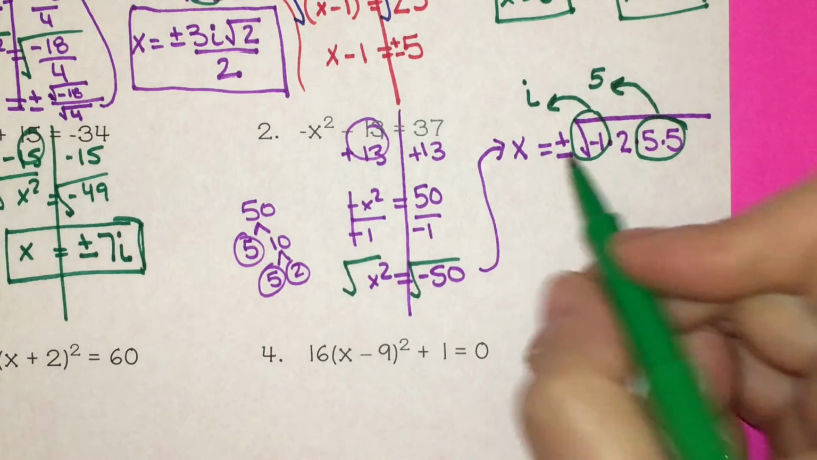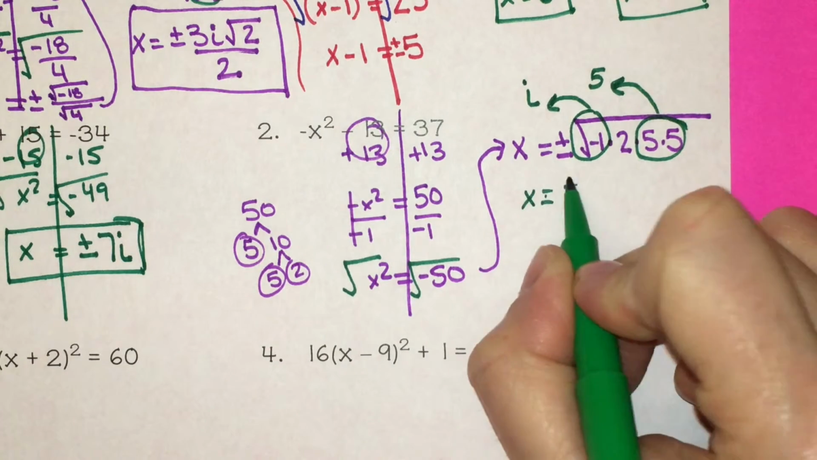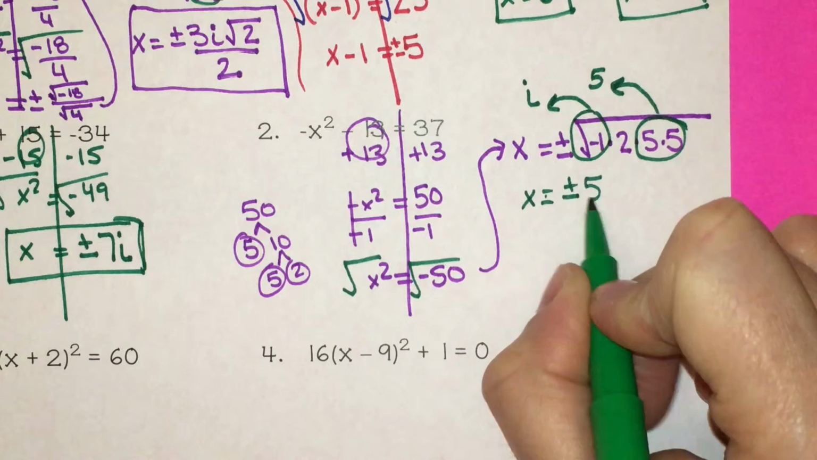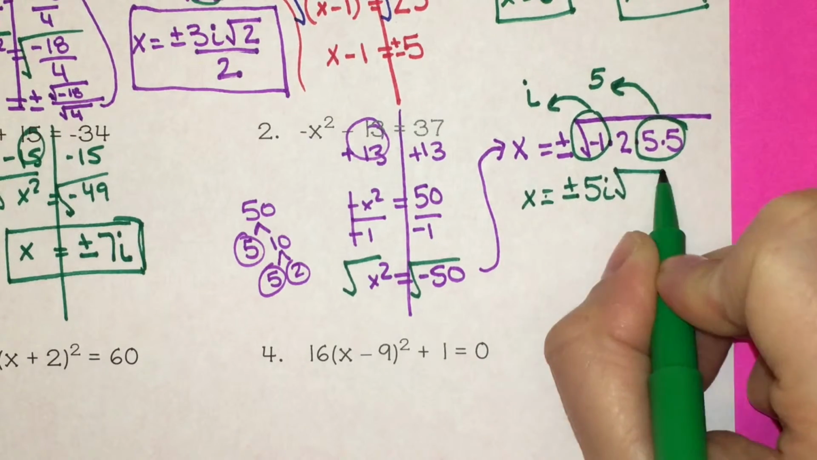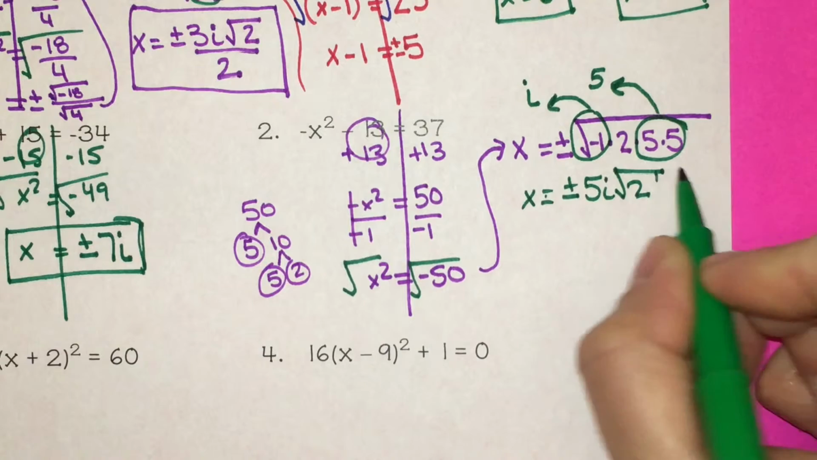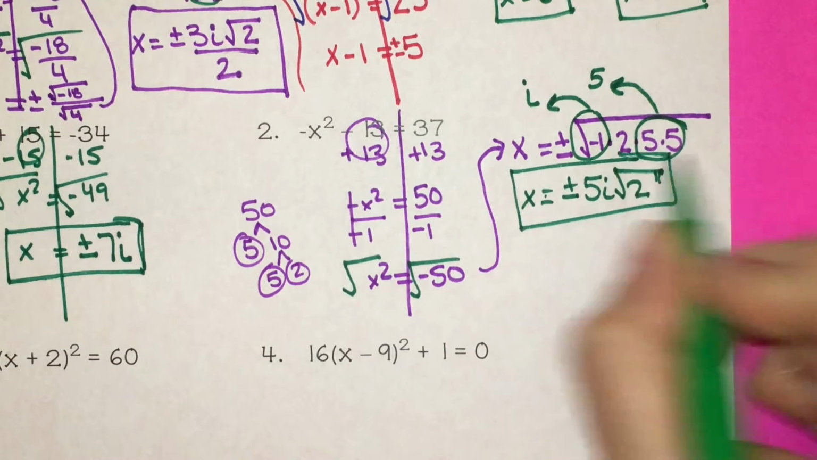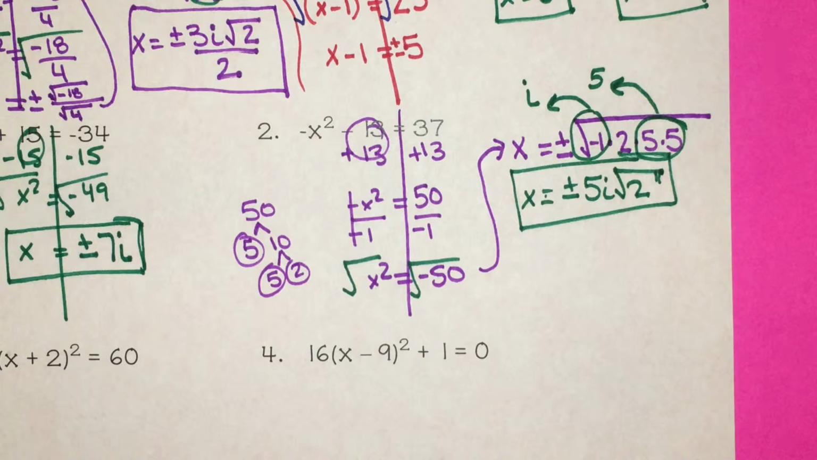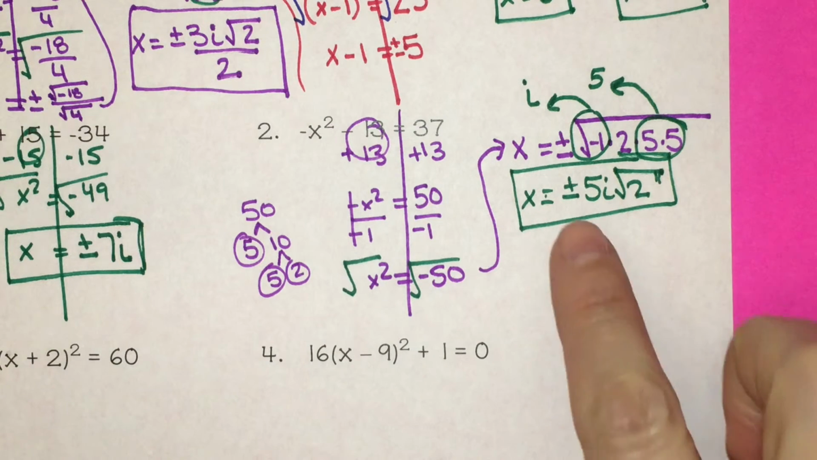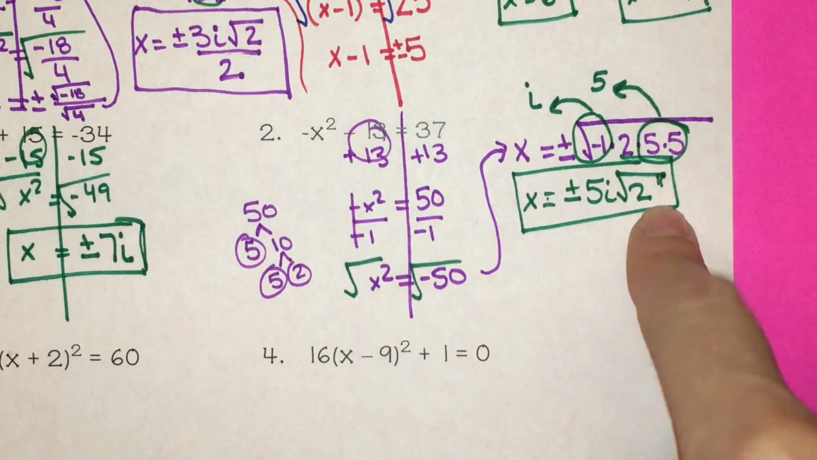So I'm left with x equals plus or minus 5i square root of 2, square root of 2, because that 2 has to stay underneath. It doesn't have a buddy to come out with. So again, this is read as x equals 5i square root of 2 and x equals negative 5i square root of 2.